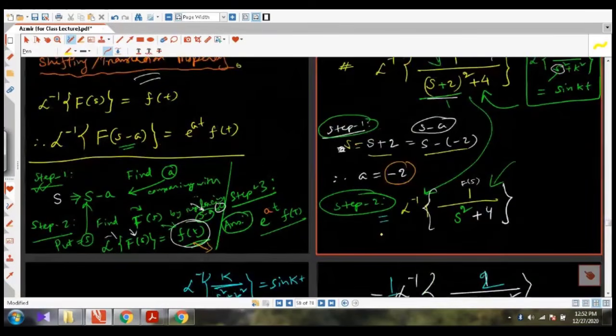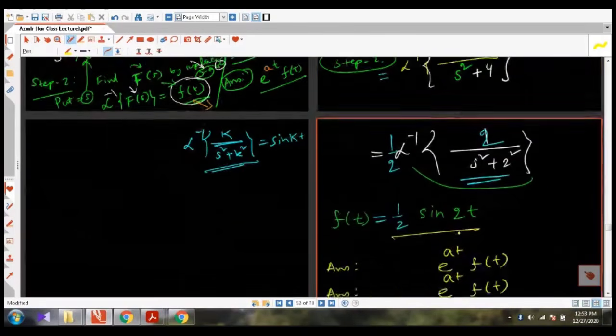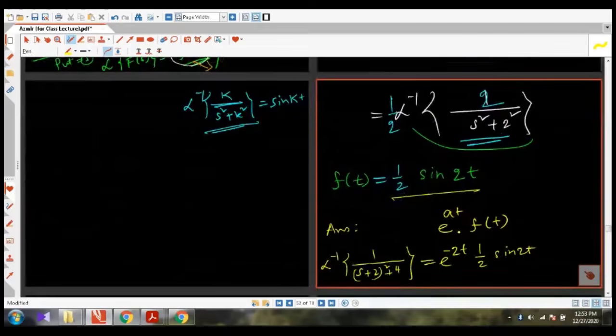So, am I able to make you understand about the shifting property? Yes, sir. Yes, sir. Isn't it hard? No, sir. So actually we have to understand the steps, then we can solve whatever we want.